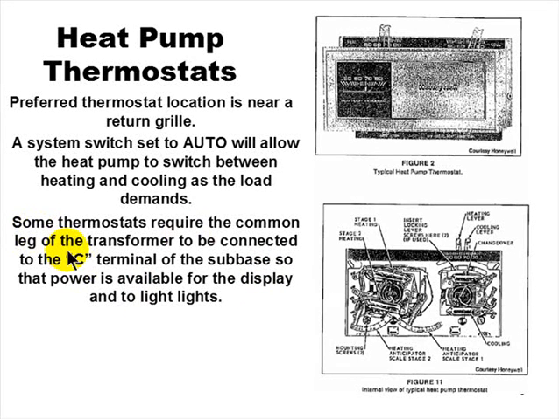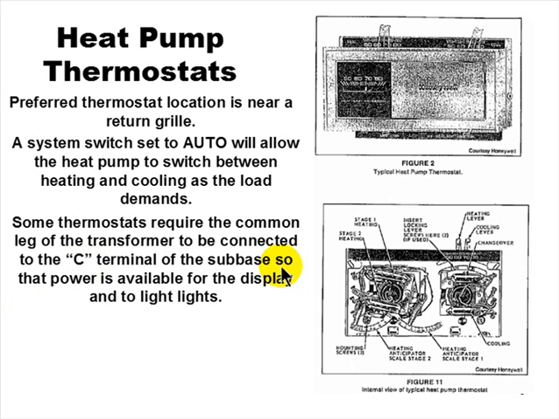Some thermostats have a C terminal. Some of them have a C terminal and a battery backup. If they have a C terminal and no battery backup, you probably have to bring the common wire from the transformer to the thermostat. So now you've got both sides of the transformer up there. You've got R, and now you're going to need C.